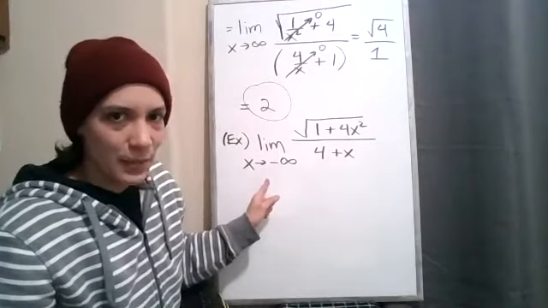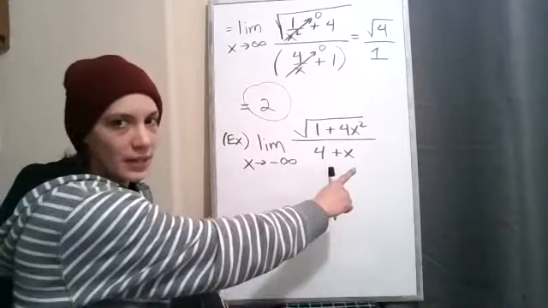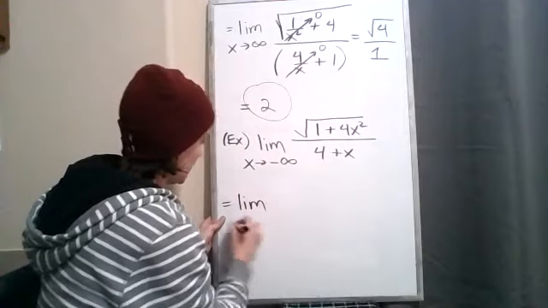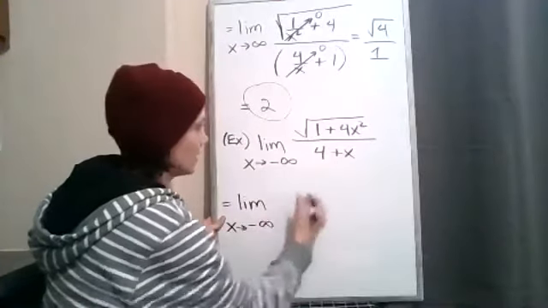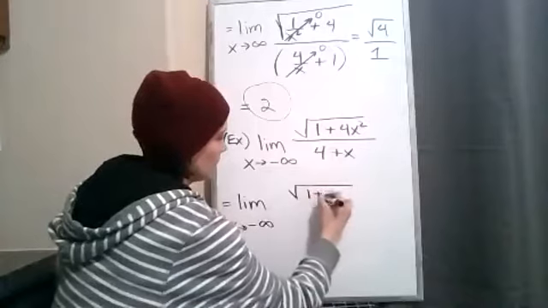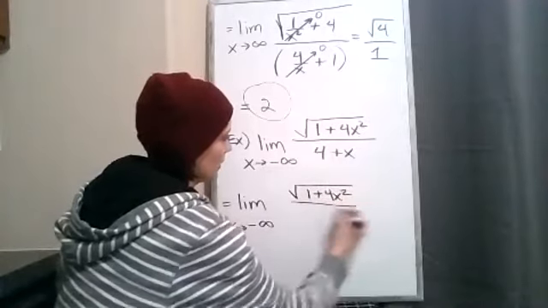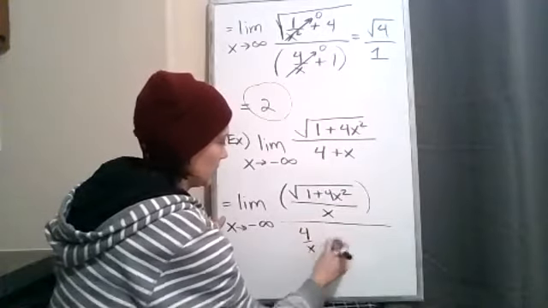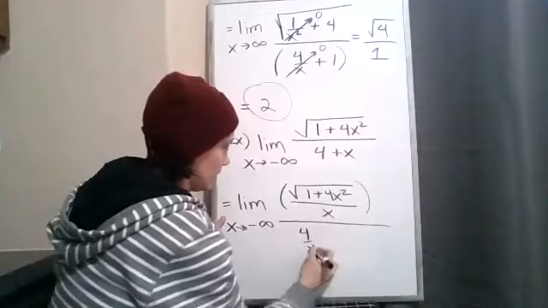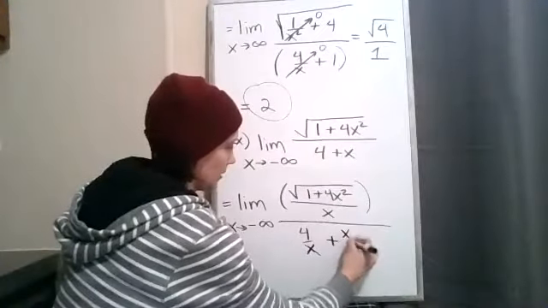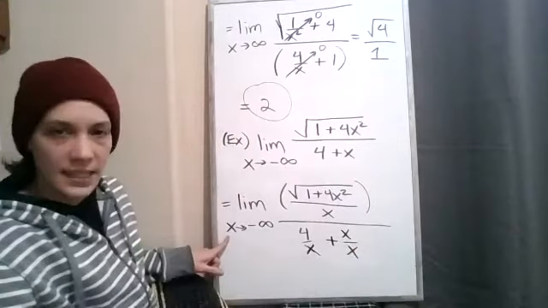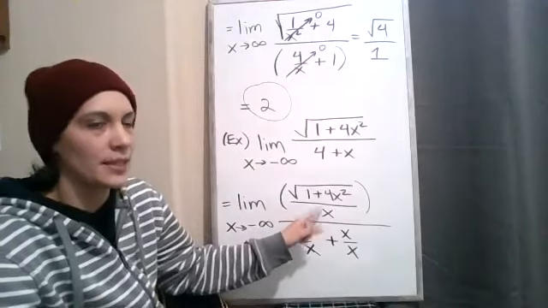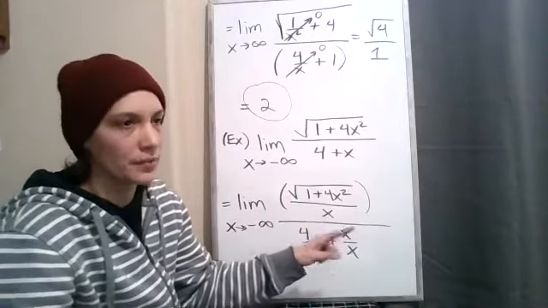Do the same kind of thing, but this time when we divide by the x, we've got the limit as x goes to negative infinity of the root of 1 plus 4x squared over x, over 4 over x plus x over x. These x values are going to negative infinity, and this x we're going to replace with the negative of the square root of x squared.